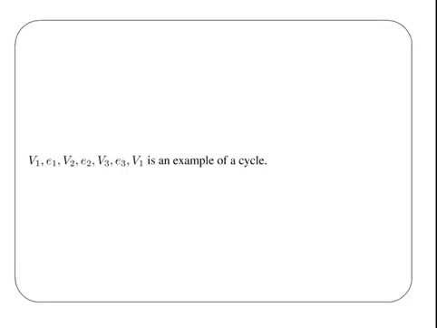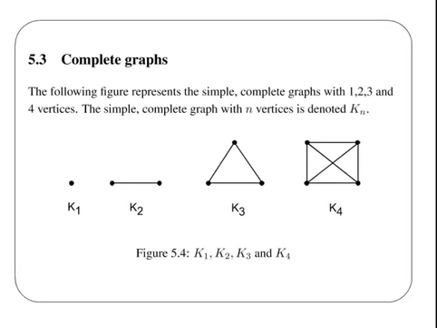V1, E1, V2, okay, that's very similar to something I mentioned earlier. Now this is an important topic here, complete graphs. So the following picture represents simple complete graphs with 1, 2, 3, 4 vertices. And the complete graphs with n vertices are denoted Kn.